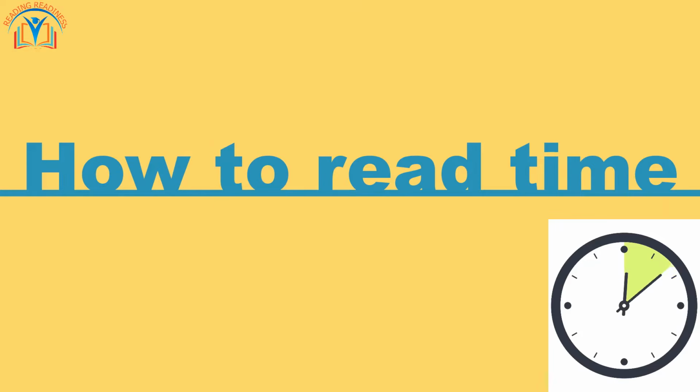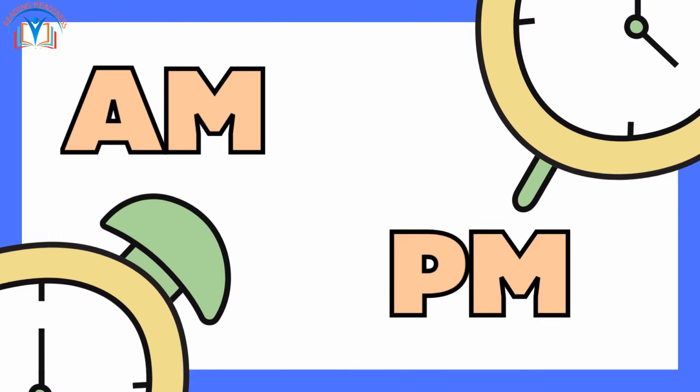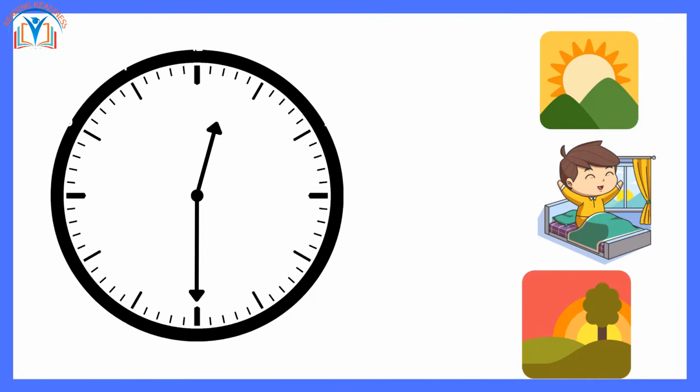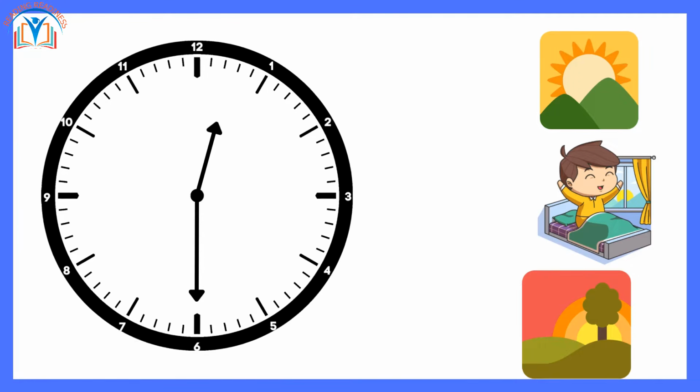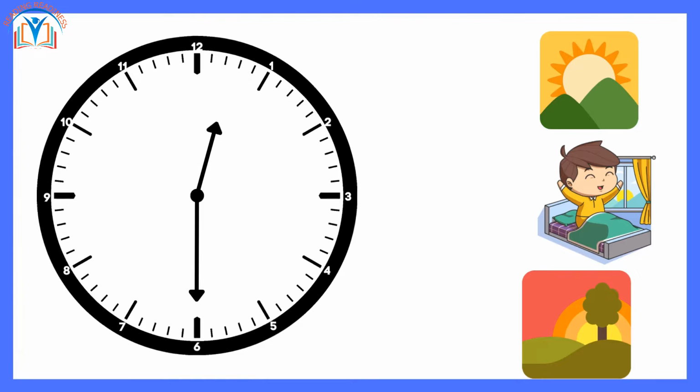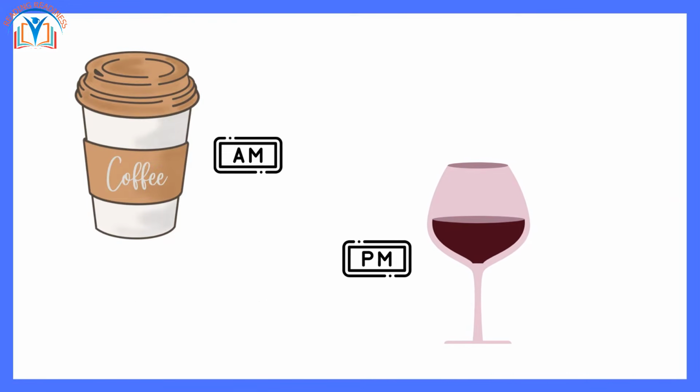In our previous clock video, we learned how to read the time on a clock. Now, we will learn about a new concept called AM and PM. These two terms are important because they help us understand if it's morning, afternoon, or evening when we read the time. So, let's dive in and learn more about AM and PM.